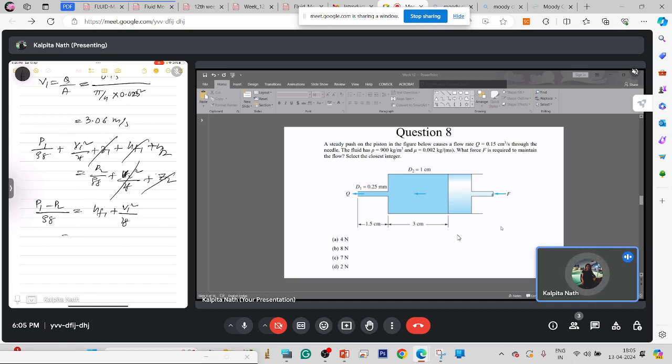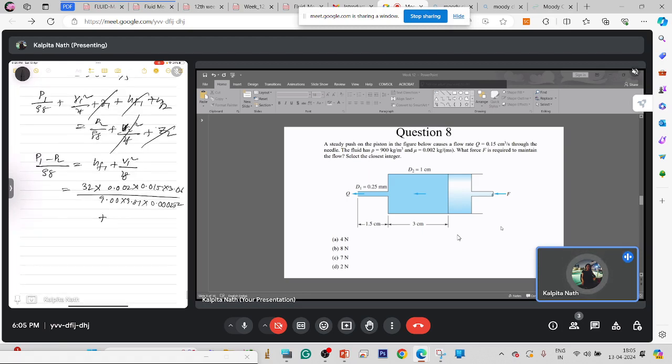So if we calculate all of them, this HF1 is 32 multiplied by 0.002 multiplied by 0.015 multiplied by 3.06 upon 900 multiplied by 9.81 multiplied by 0.00025 square, plus this whole velocity, which is given as 3.06 square upon 2 into 9.81. So if we solve this, we get 5.79 meter.